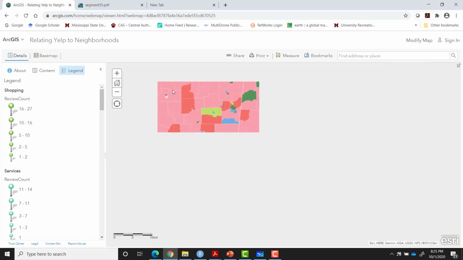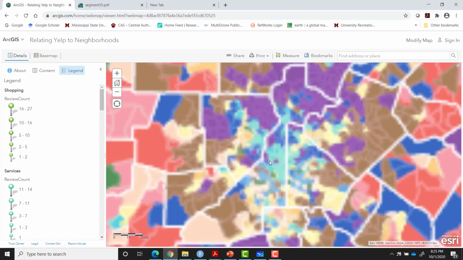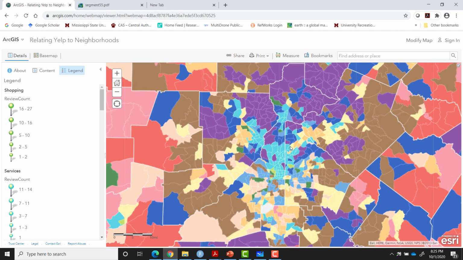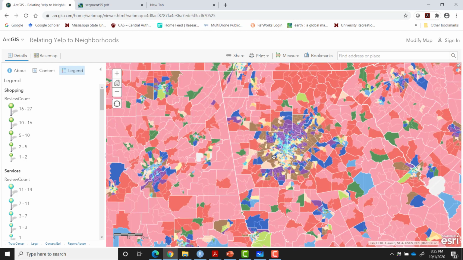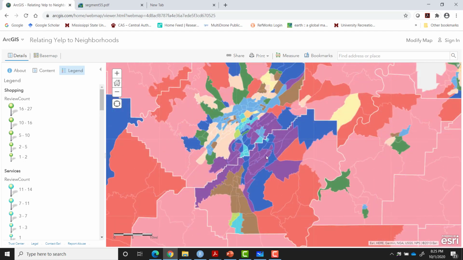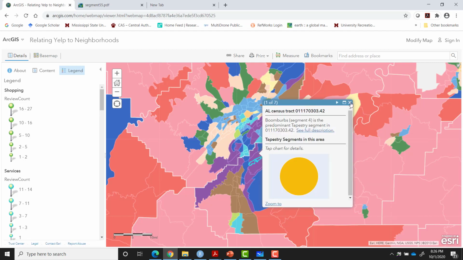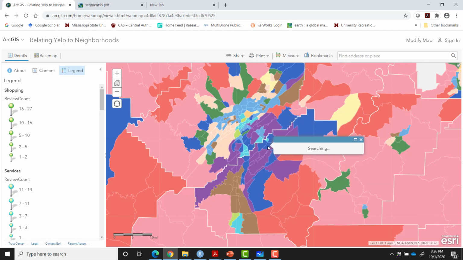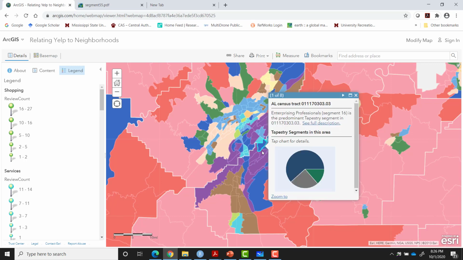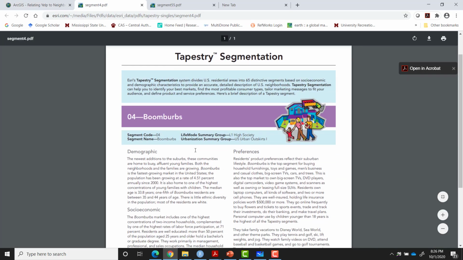And you could maybe look at some other areas. So I guess there's a few of you from, let me think, Birmingham. Let's have a look at the Mountain Brook area. And this is the Boomburbs. Okay, I was trying to get Mountain Brook. Yeah, let's just have a look at this Boomburbs segment.